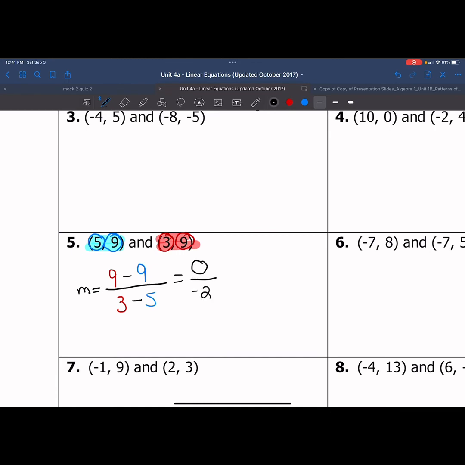Now, I've said this many times. If I have a 0 in the numerator, it is okay to have a 0 in the numerator. Okay, so we just go ahead and do the math. 0 divided by -2 is m equals 0. Or we can also say we have a 0 slope.